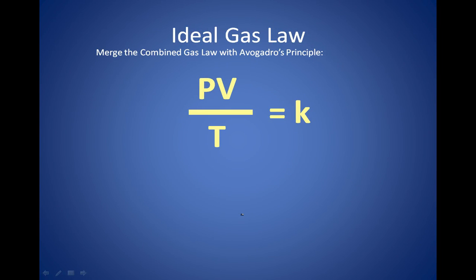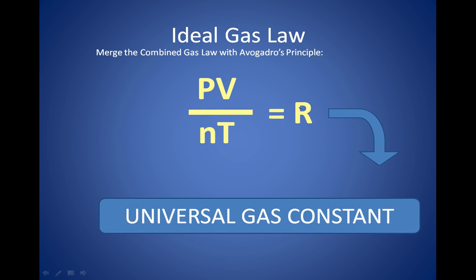So here's the combined gas law, right? P times V over T equals P times V over T, or equals a constant. Now combine that with Avogadro's law, which is V over N is a constant. So we'll put N on the bottom there. So now we have P times V over N over T equals a constant. We're going to call that constant R, and that's our universal gas constant.